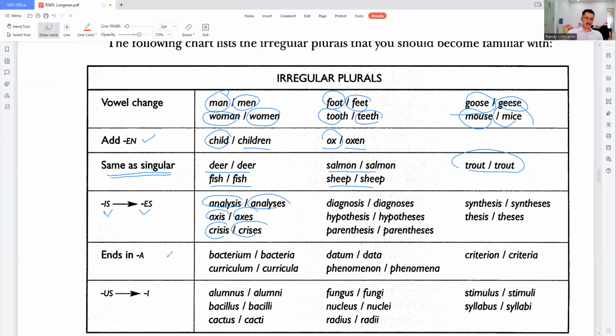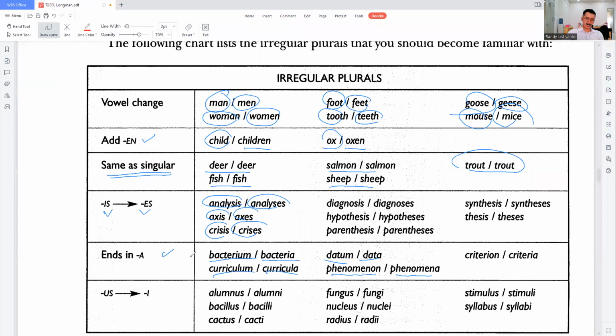And then after that, nouns that end in -a. Bacterium into bacteria. Curriculum becomes curricula. Datum becomes data. Phenomenon becomes phenomena. Criterion becomes criteria.